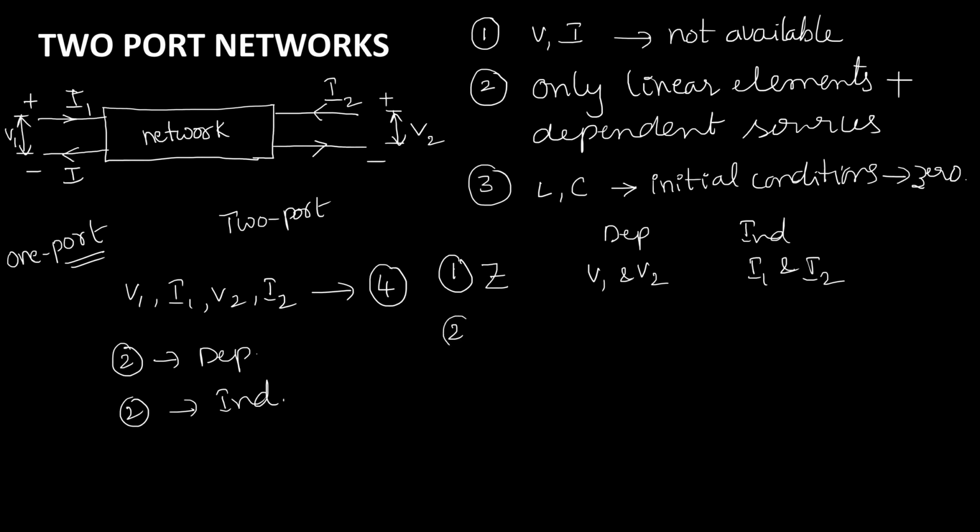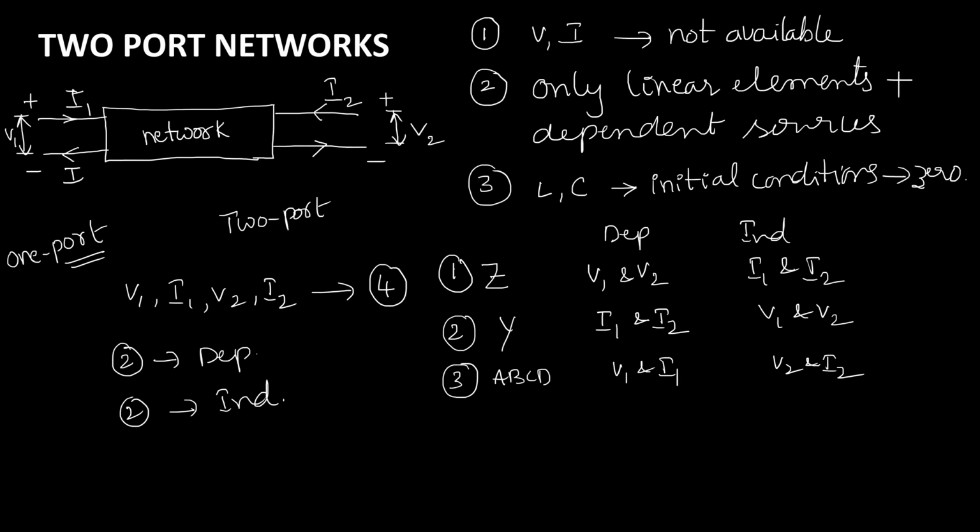Next one is Y parameters. It's the simple opposite case. I1 and I2 will be considered dependent variables, and V1 and V2 will be considered independent variables. And the third one is ABCD parameters, or transmission parameters as we can also call them. In ABCD parameters, V1 and I1 will be considered dependent, and V2, I2 will be considered independent variables.